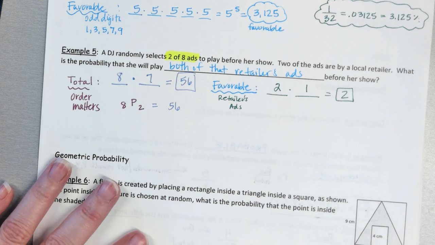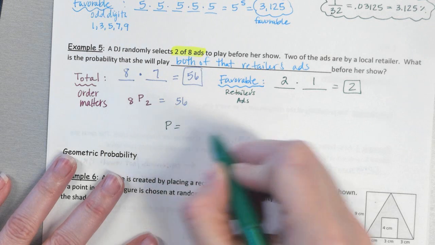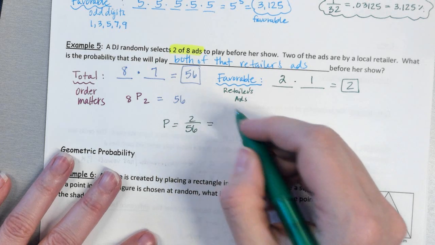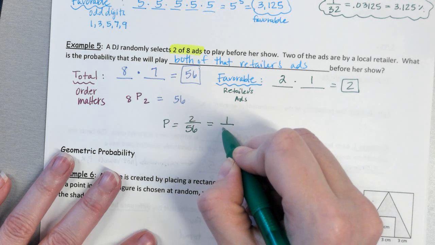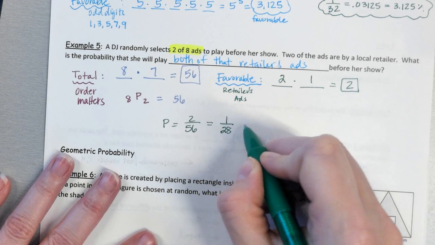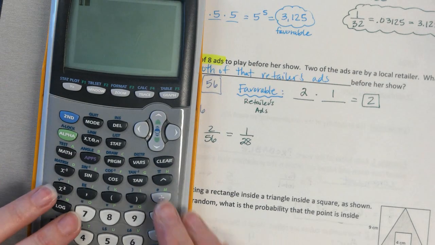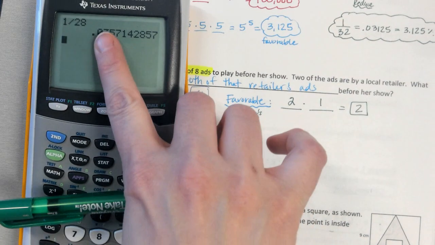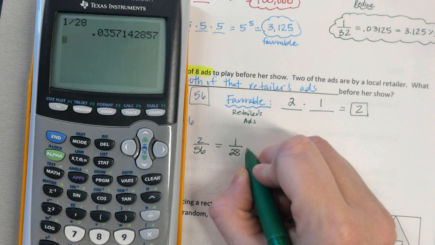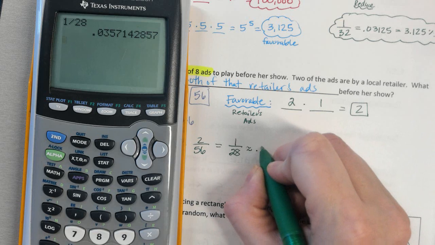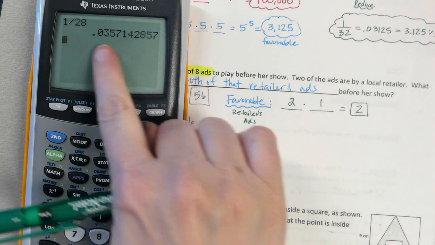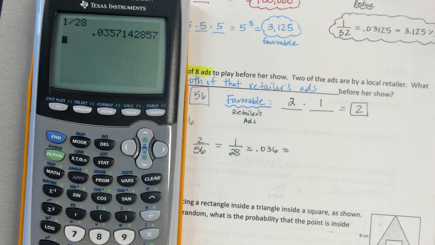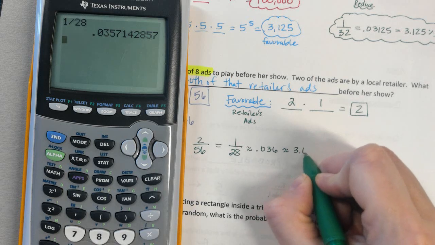Now we just have to make our fraction. So the probability is the favorable 2 over 56. 2 goes into 56 how many times? 28. Yeah, and then let's divide. Because this is a long decimal, we're just going to round it to the nearest thousandth. So 0.03, and then the 5 has to round up because of the 7 behind it. And that would be about 3.6%.